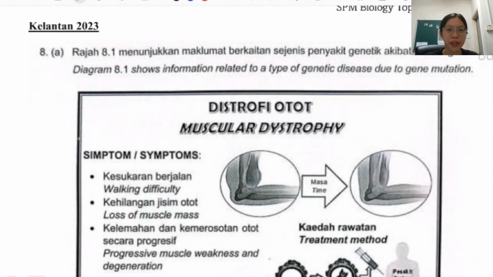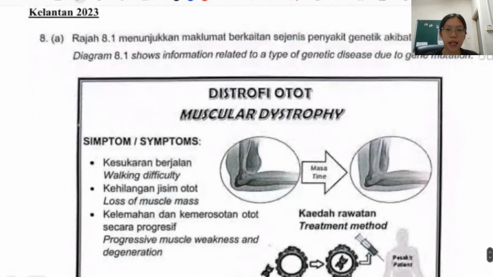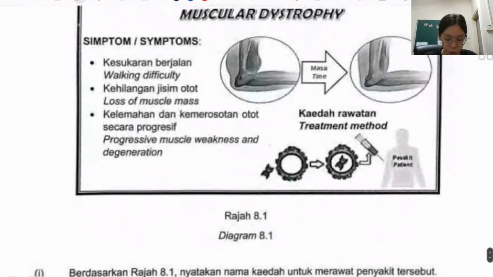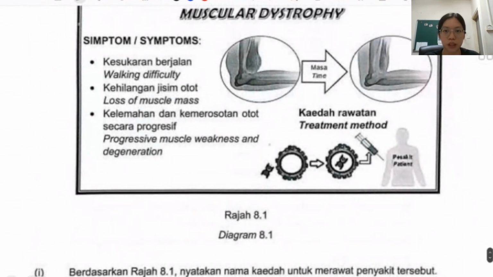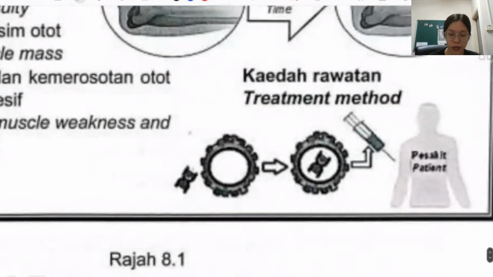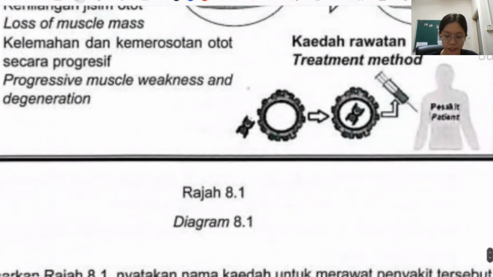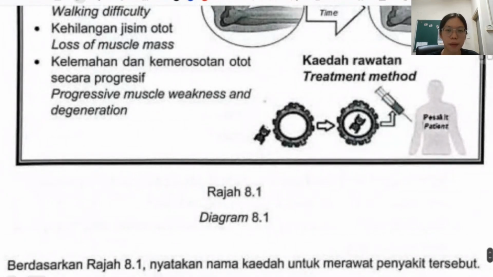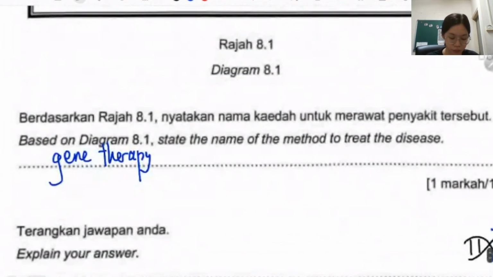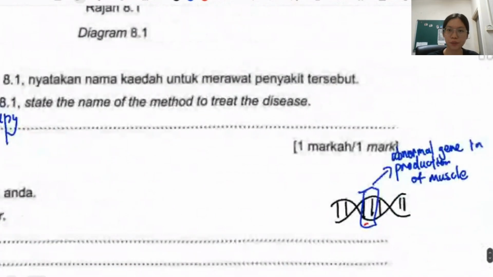I also don't know why, but yeah, this is talking about muscular dystrophy, whereby there is a loss of muscle mass, very weak muscle. So how are you going to use the method to treat this person? Okay, you can see this virus right here. They insert a normal gene inside, and then they inject it to the patient. So this is actually called gene therapy, whereby they replace the abnormal gene with a normal gene using the normal gene in this virus. So how are you going to explain your answer?